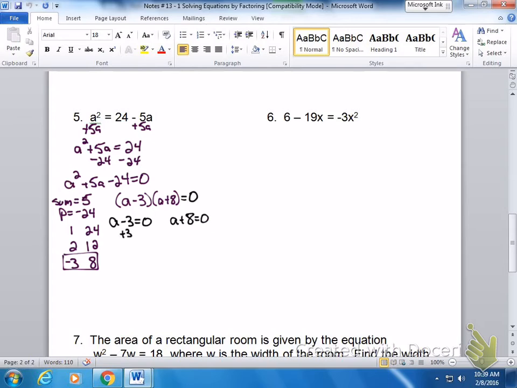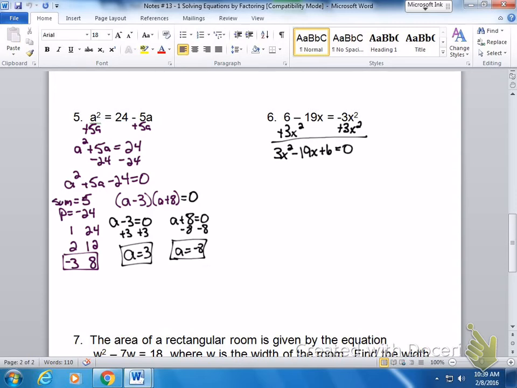So I add the 3 to both sides, and one of my solutions is a equals 3. And I subtract 8 from both sides, and I get my other solution is a equals negative 8. All right. One more over here on the right. I have 6 minus 19x equals negative 3x squared. Now, last time we moved everything over with the squared term. This time, that squared term is negative, so I'm going to move it over to the other side to keep it positive. Now, if I rewrite that, I have 3x squared, and I'm going to put the minus 19x first and the plus 6, and that equals 0.